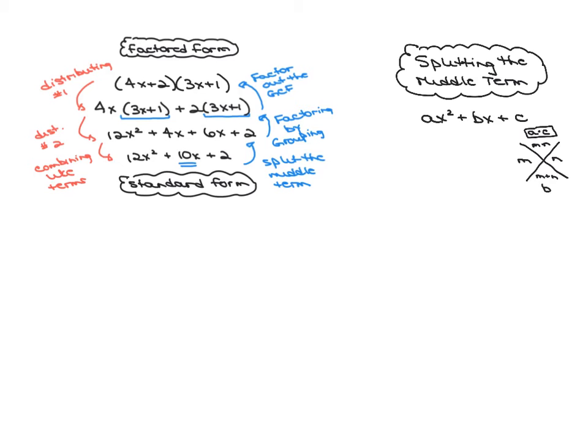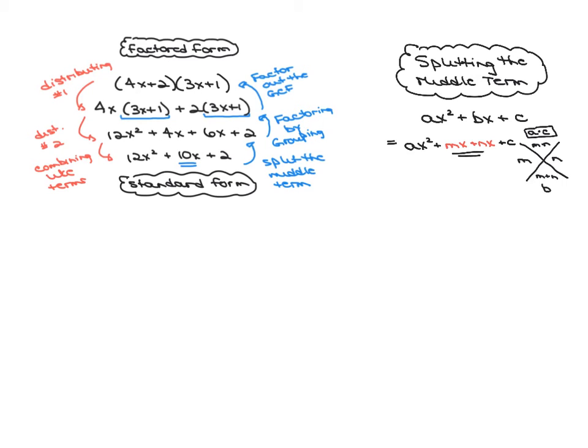Once we have those two numbers, those numbers tell us how we're going to split the middle term. So it's going to become ax squared plus mx plus nx plus c. And the cool thing about this technique, it doesn't matter which order you put them in. It could have been nx plus mx for that.